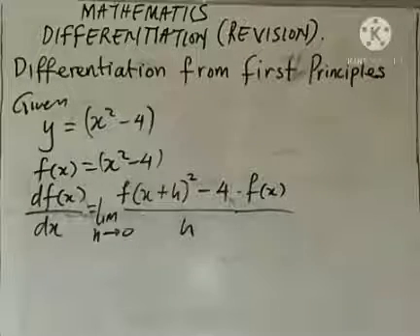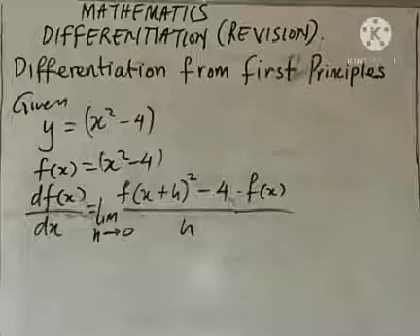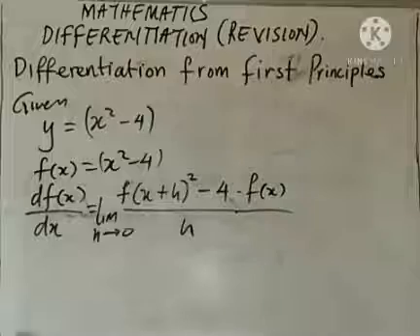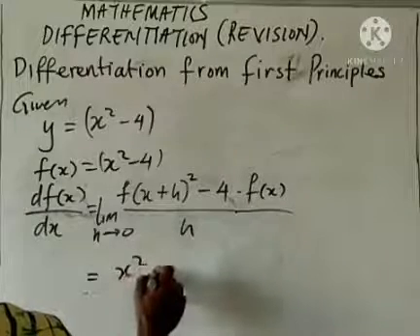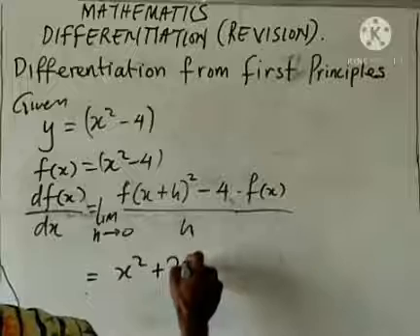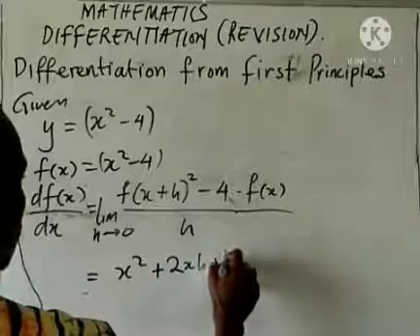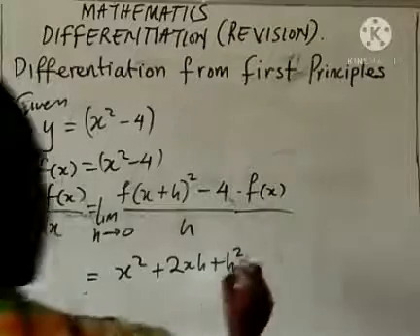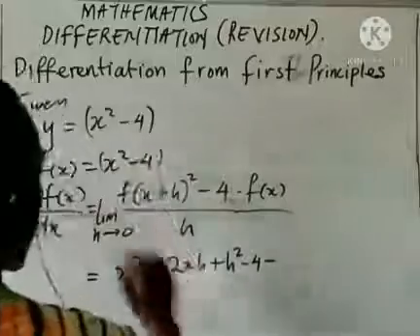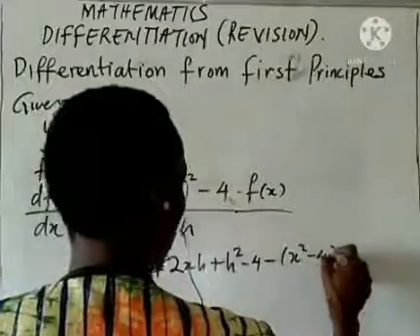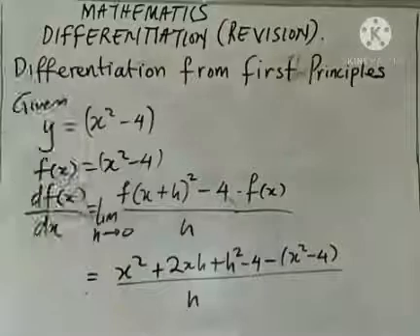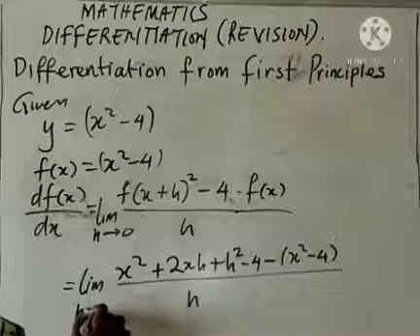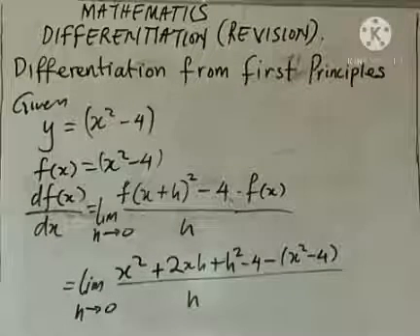So in this case now, what's the next thing to do? Let's now expand the fraction there. We expand that bracket where we'll be having x squared plus 2xh plus h squared. Then we have minus 4 there. Then minus our f of x, which is x squared minus 4, all over h. And in this case, remember, we are limiting our h to 0.